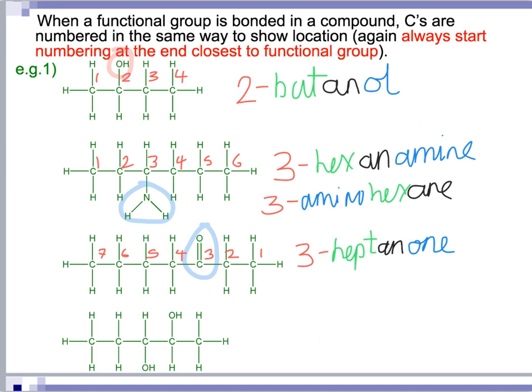Right, last one. We have 2 points of interest, right here and right here. And the first one of those is closest to the right, so we will once again number from the right. 1, 2, 3, 4, 5. So we have 2 of the same functional group on 2 and 3. So I'd write 2, 3. And then 5 carbons is pent. They are single bonded to each other, so pentane. I'm going to put that E in there. You'll see why in a second.